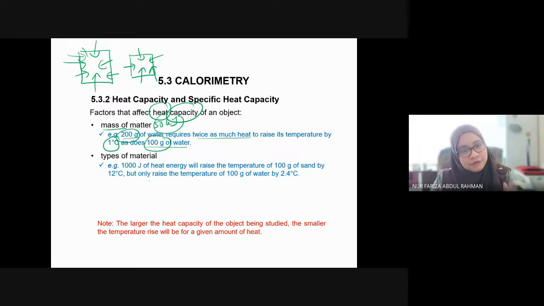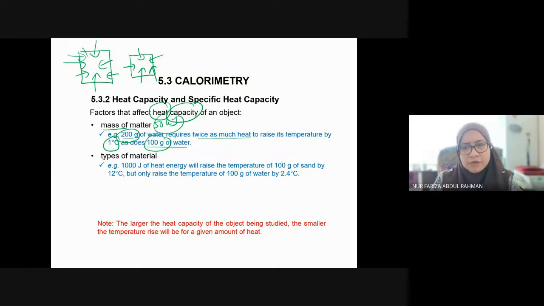And then types of material, this is by nature. Okay, you mesti wonder, okay, kenapa kawan you ni nampak tak stress, you cepat stress. Tu by nature. That is what we call by nature. Okay, so lain-lain orang, lain perangai dia. Same goes to substances. Different material will have different capacity, kebolehan, the nature of the material itself.